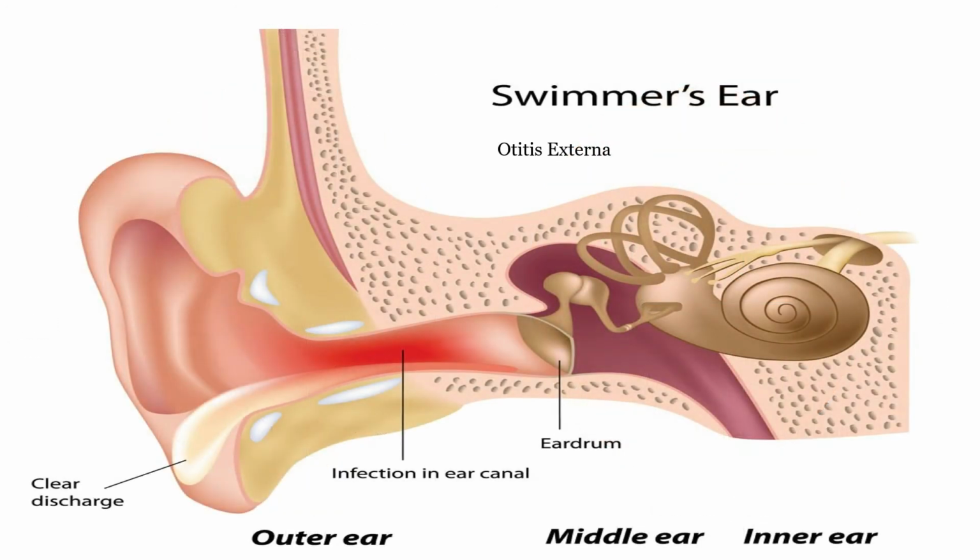Otitis externa is also known as swimmer's ear, as swimmers frequently get this. It is an infection of the ear canal outside the tympanic membrane. This canal can be completely swollen and closed and have purulence coming out.